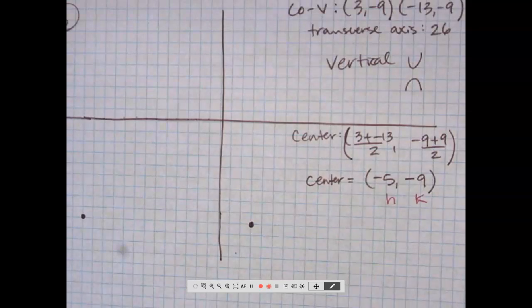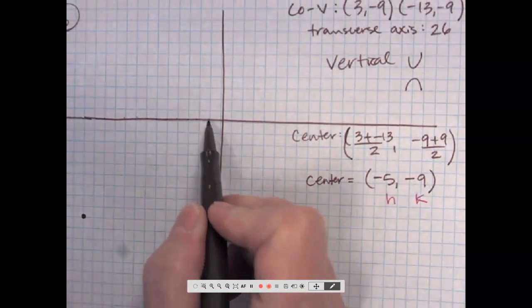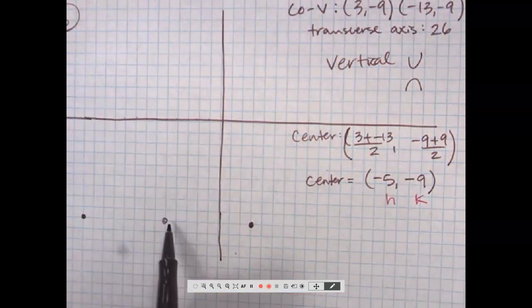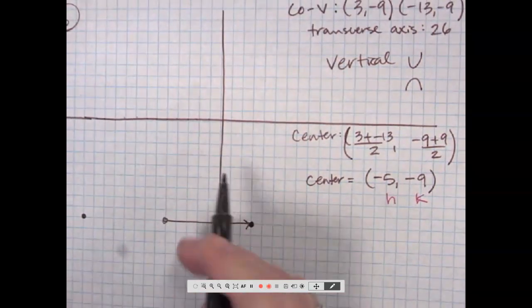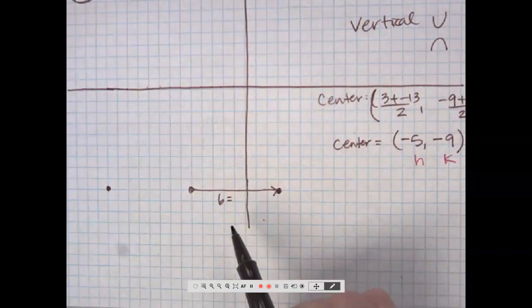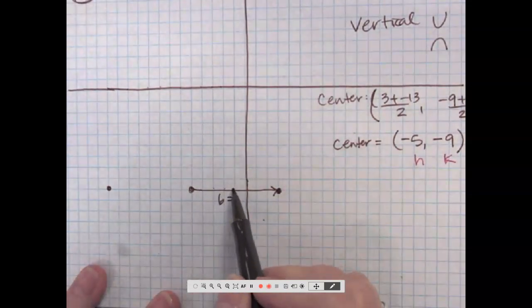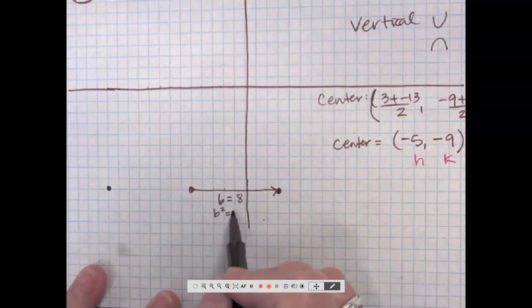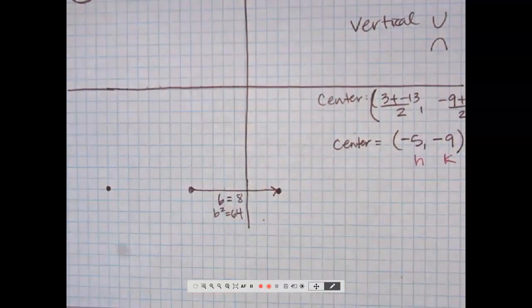I can get one more piece of information from this. Can I get A or B if it's covertices that I'm looking at? B. So distance from center, 1, 2, 3, 4, 5. Here's my center point. This distance to the covertex will be B. If I was going to the vertex, it would be A. 1, 2, 3, 4, 5, 6, 7, 8 is the B value. So B squared is 64. I think I've squeezed all the information out of those two points.